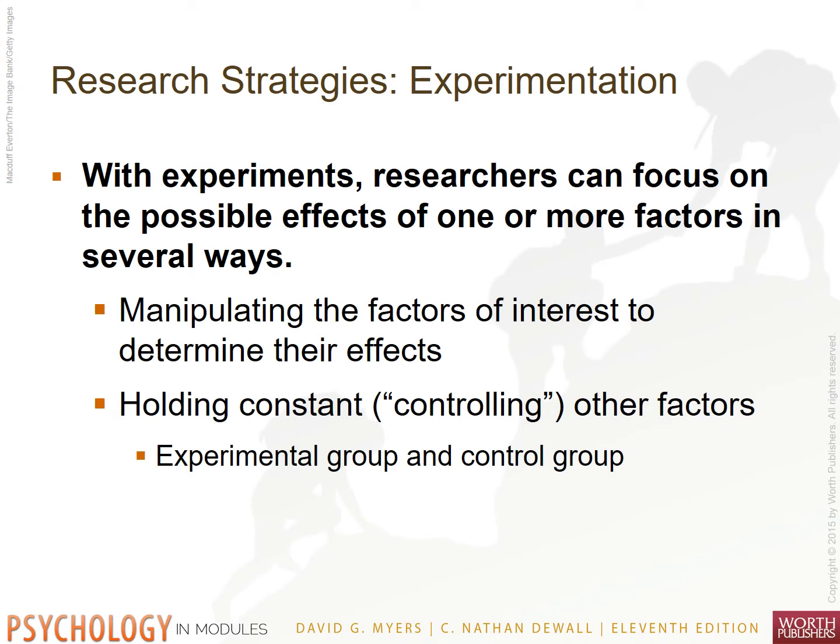There's an advantage to using experimental design compared to correlational design. With experiments, researchers can focus on the possible effects of one or more factors in several ways. So what you're doing here is you're getting rid of the alternative explanations, those confounding variables, like I talked about in terms of the correlation between ice cream and crime. Heat. Heat is an alternative explanation. It's a confounding variable. And by doing an experiment, we're getting rid of that.